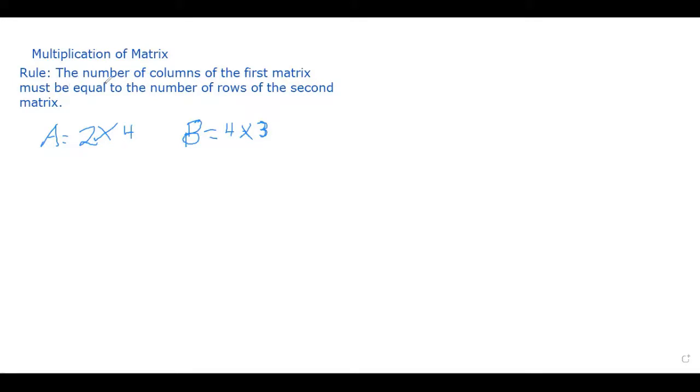Now we are saying that the rule says the number of columns, and here are the rows and here are the columns. The number of columns of the first matrix. So this is the first matrix, this is the second matrix. The number of columns of the first matrix must be equal to the number of rows of the second matrix. With the example given here, does it conform, or does it satisfy the rule of multiplication of matrix? That's my question. So it's a yes or no.